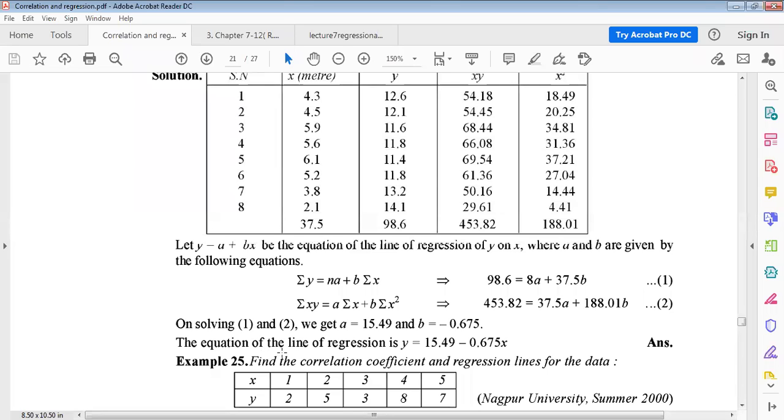Now the equation of the line of regression of y on x can be written as y equals a plus bx. Here a is 15.49, and b equals minus 0.675. This is actually the result, the regression line of y on x. Remember it.